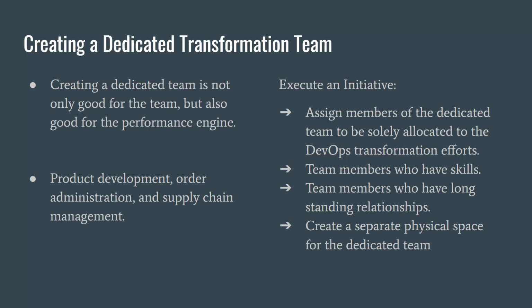Organizations have been successful for years, decades, and centuries. They have practiced what made them successful, such as product development, order administration, and supply chain management. In order to execute such an initiative, we do the following: assign members of the dedicated team to be solely allocated to the DevOps transformation efforts.